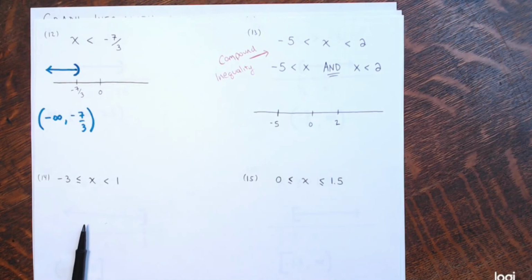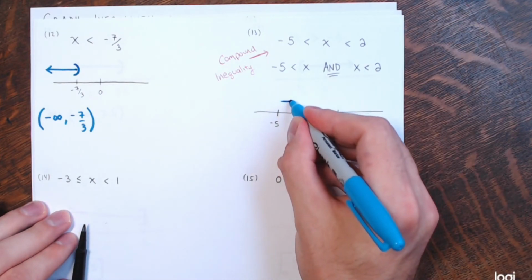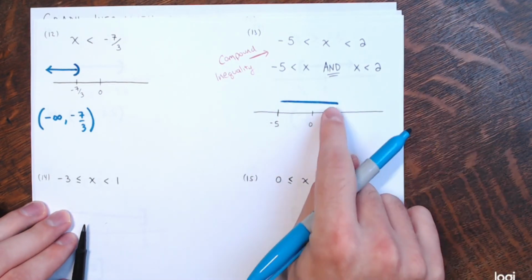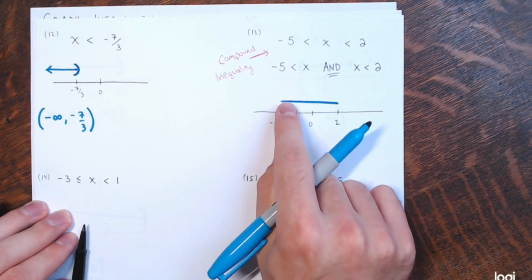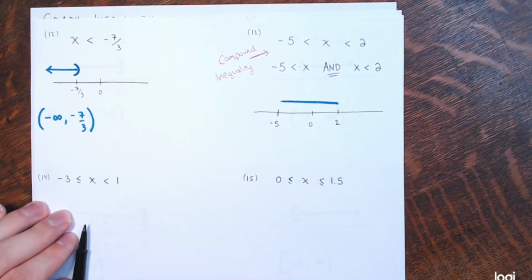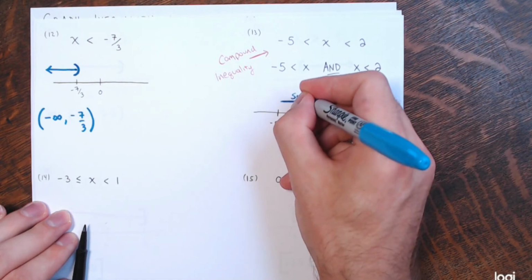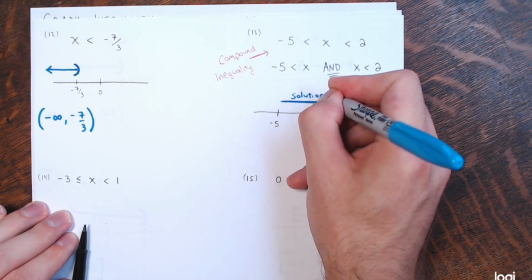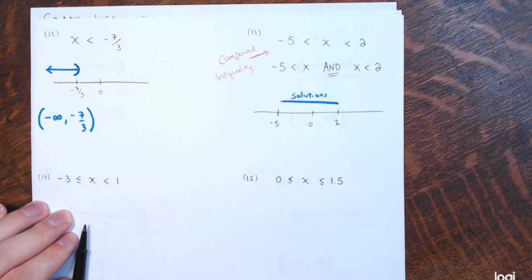Well, the only numbers that satisfy both of those are the numbers in between. And no arrows, notice, just the numbers in between. These are the solutions of this compound inequality. They make this a true statement.